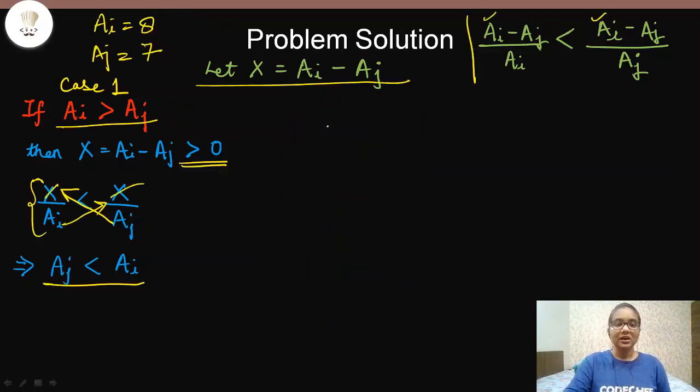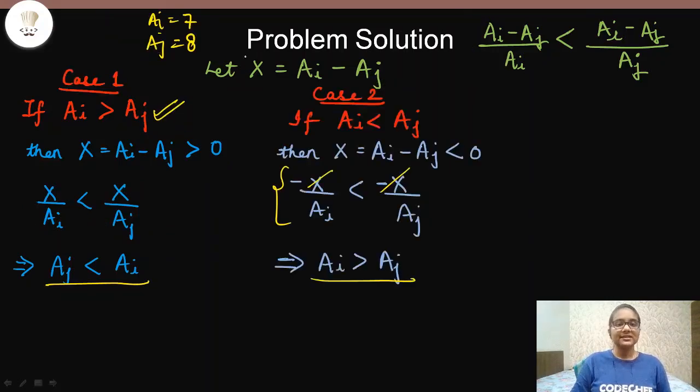Now, as you saw in the previous case, I took AI to be 8 and AJ to be 7. And in the next case, I took AI to be 7 and AJ to be 8. So what am I trying to say? That a beautiful pair will be formed. Suppose in a sequence, these two elements are present. There is this sequence 1, 2, 3, 4, 7, 8.